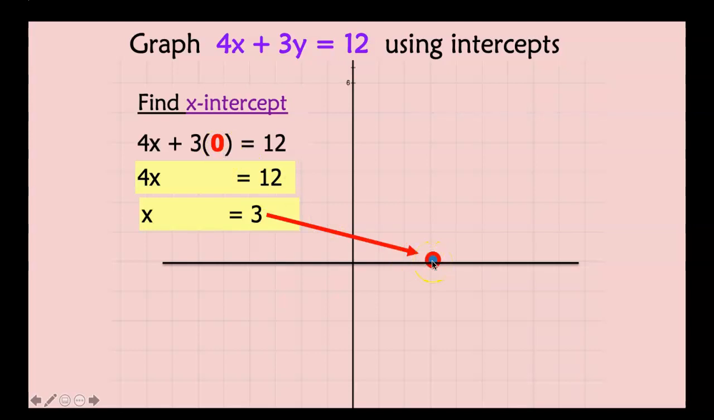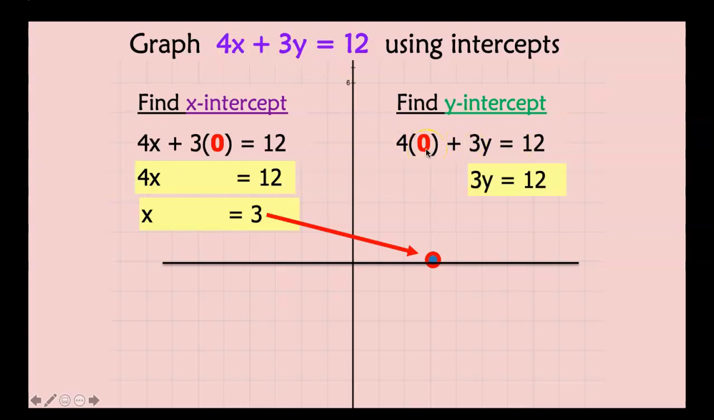Now let's find the y-intercept. For the y-intercept, again I'm using the color green. This time, it's x that is 0. Using the same equation, instead of replacing y, I'm now replacing x with 0. 4 times 0 plus 3y equals 12. If we multiply 0 by 4, it will be 0. So we have 3y = 12. Divide both sides by 3. Y is equal to 12 divided by 3, which is 4. So your y is 4.